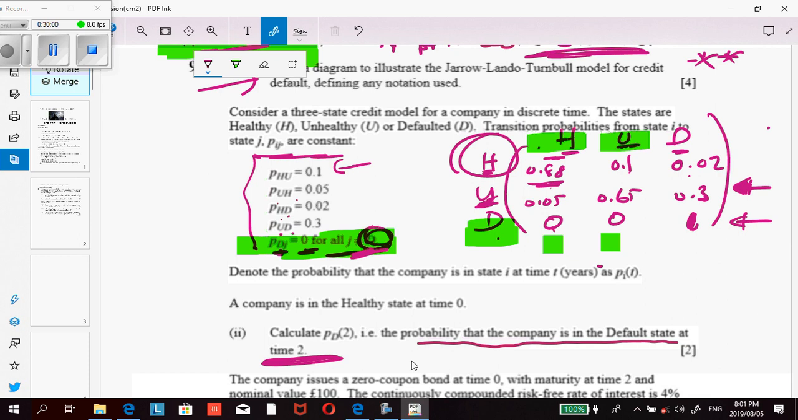Now, from your subject CT4, this is actually matrix multiplication, because if I think about this, if this is time 0, and this is time 1, and this is time 2, this matrix here represents transition probabilities from time 0 to time 1. If I take this matrix here and multiply it by the same matrix again, I'm going to get transition probabilities from time 1 to time 2. So what am I saying there?